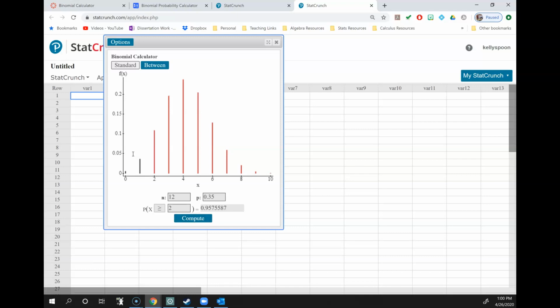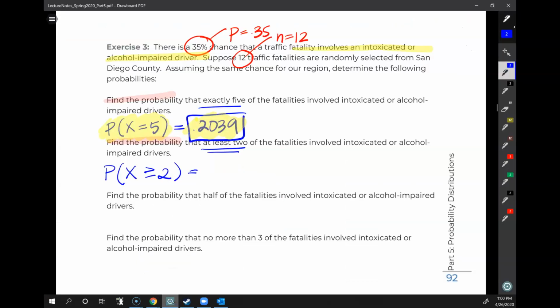So 0.9576 is our right answer here. 0.9576. And so you guys can take a shot at the last 2 and then see if you did them right. Choose whichever calculator you want to use. I suggest pausing and then coming back.